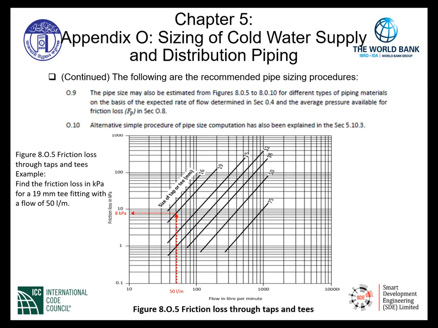this case, for a 19 millimeter T with a flow rate of 50 liters per minute, we have a friction loss of 8 kilopascals. And the designer would continue to do this for different types of fittings throughout the water supply system and determine the total friction loss by calculating that along with the friction loss in the pipe as well.